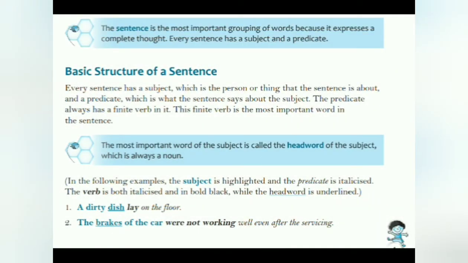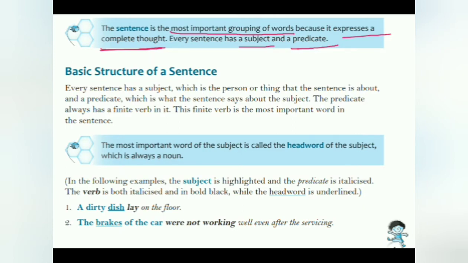Now let's begin the chapter by reading this definition of a sentence. What's a sentence? The sentence is the most important grouping of words because it expresses a complete thought. There must be a complete thought, not an incomplete thought. Every sentence has a subject and a predicate. As we did earlier, there was a subject and a predicate. If they are not there, then it's not a complete sentence. We can't call it a sentence.